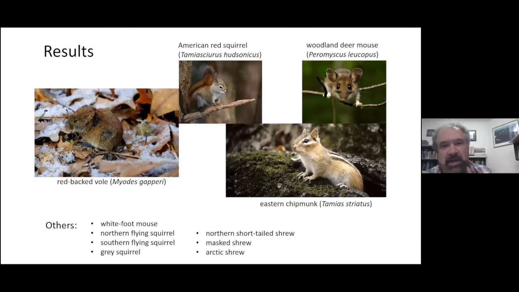Here are the mainland results then. Four main species are the key players here: the redback vole, Myodes gapperi; the American red squirrel, Tamiasciurus hudsonicus; the woodland deer mouse, Peromyscus leucopus; and the eastern chipmunk, Tamias striatus. Several others have shown up, but they are not nearly as common.